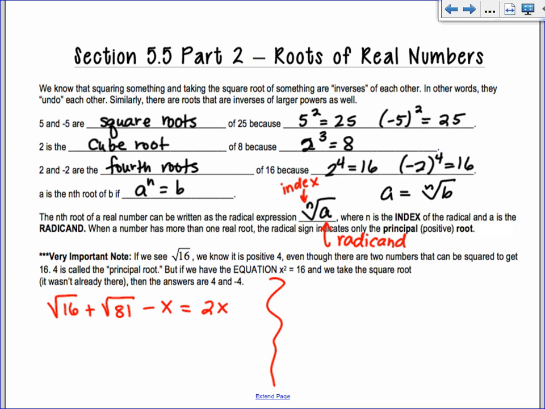The second type of the problem is when you actually have to take the square root. So let's say I have that. 2x squared equals 32.